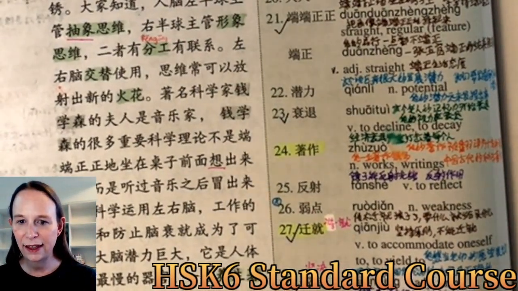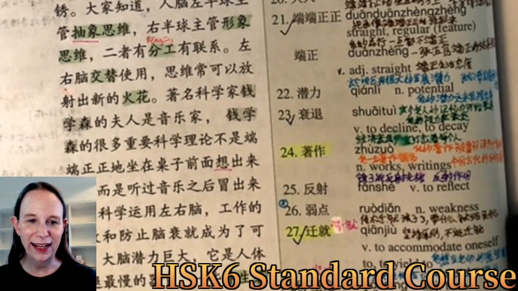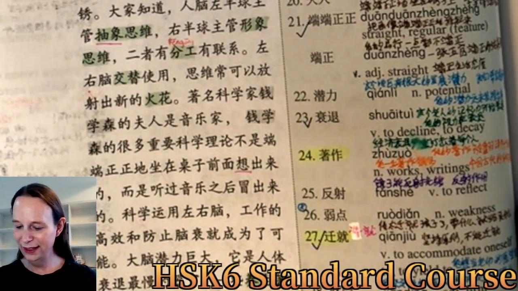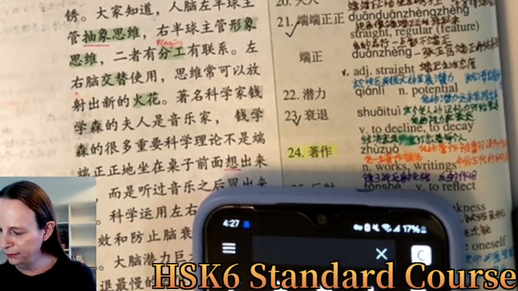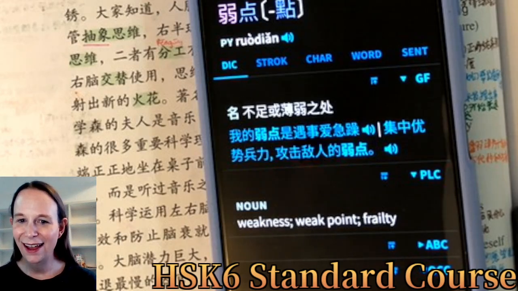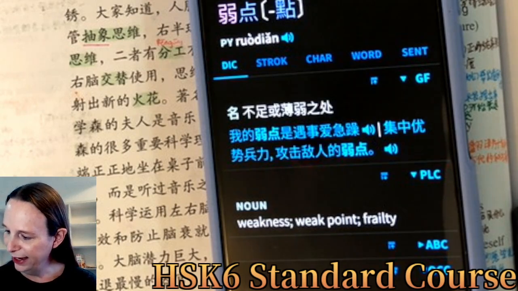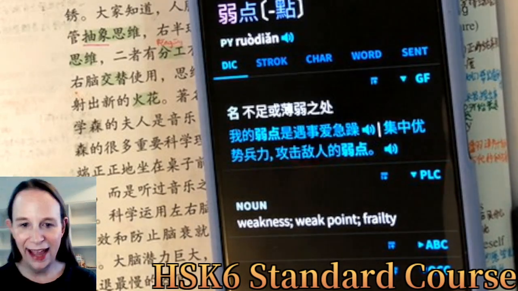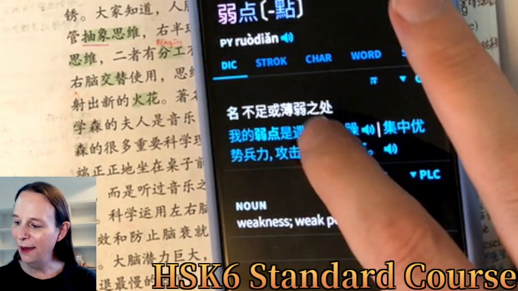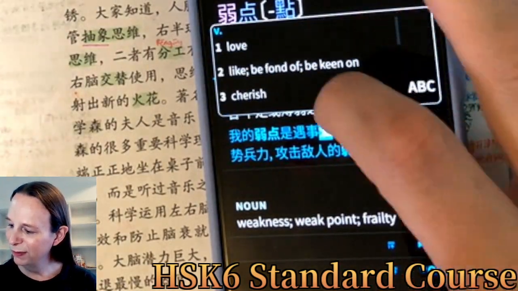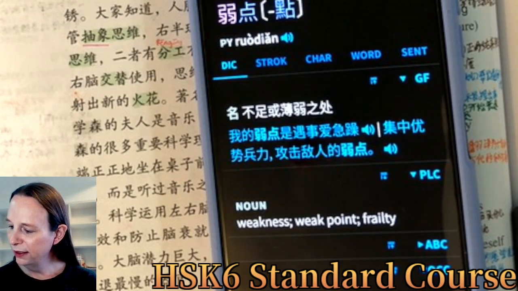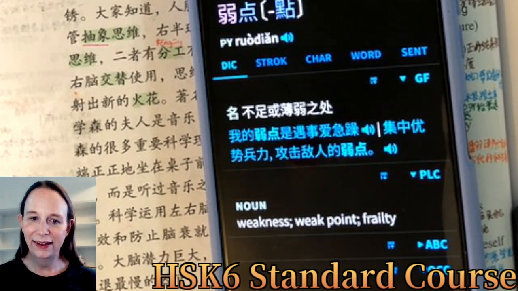Alright, what's next? 弱点. Alright, that's not even remotely hard. 弱 meaning weak, 点 meaning point, weak point or weakness. 弱点. Yeah. 不足或薄弱之处。Yeah. 我的弱点是遇事爱急躁。No, yeah, it is 爱急躁. This 爱 doesn't mean you love being 急躁, fickle. It's you just have a habit of, I don't know, like fond of. Anyway, 集中优势兵力，攻击敌人的弱点。So attack the enemy's weak point.